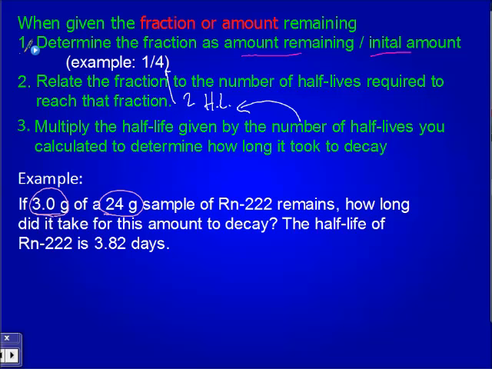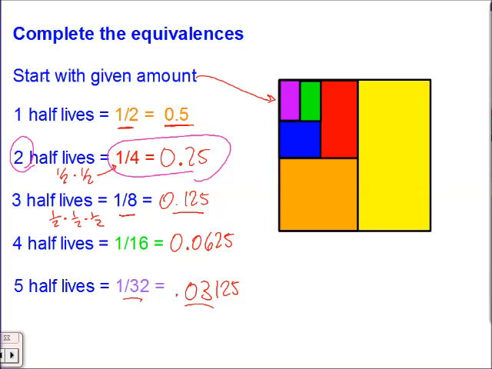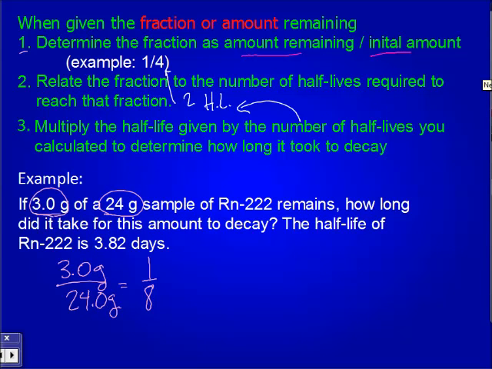So the first thing I want to do is figure out the fraction, the 3.0 grams divided by the initial amount, which was 24 grams. And when I simplify it, that is 1/8. 1/8, again, go back to our chart. 1/8 right here means I have 3 half-lives. So if I have 3 half-lives, it's equivalent to 3 half-lives having passed.